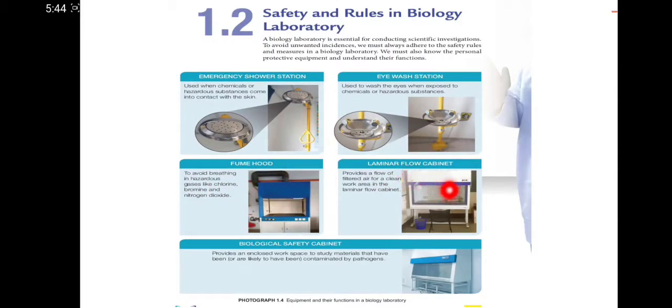Laminar flow cabinet. This cabinet provides a flow of filtered air for a clean work area. So here we want to prevent contamination. So we need laminar flow cabinet. And then biological safety cabinet provides an enclosed work space to study materials that have been contaminated by pathogens. So this one, biological safety cabinet, is needed for our safety when we are dealing with contaminated pathogens. So make sure you know the difference between fume hood, laminar flow, and also the biological safety cabinet.